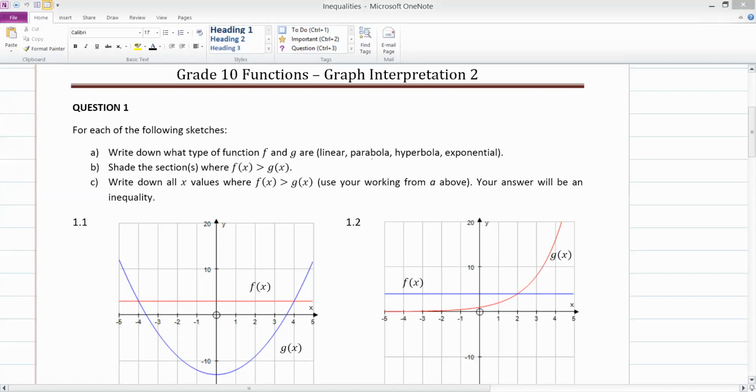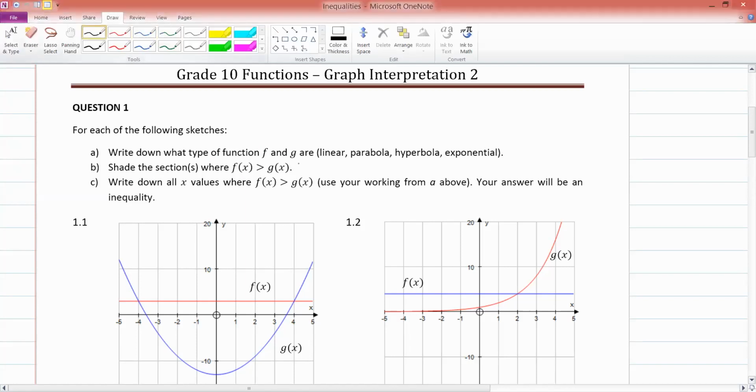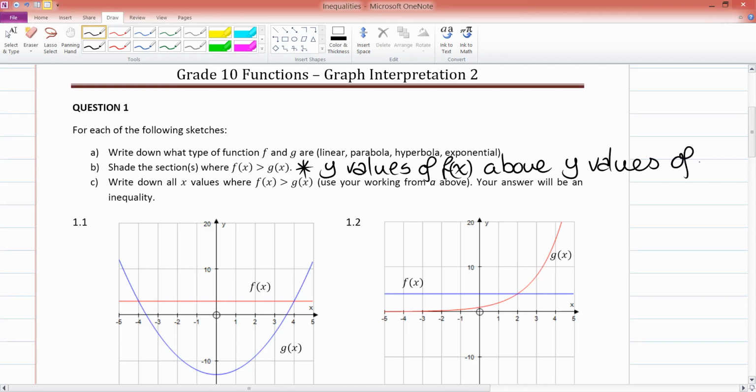I think we all can identify these: linear, parabola, hyperbola, and exponential. And then shade the section where f of x is greater than g of x, right? Now, if we look at this question in particular, right? Remember, f of x is a graph and it has an equation. What this is actually asking us is, where are the y values of f of x above the y values of g of x?